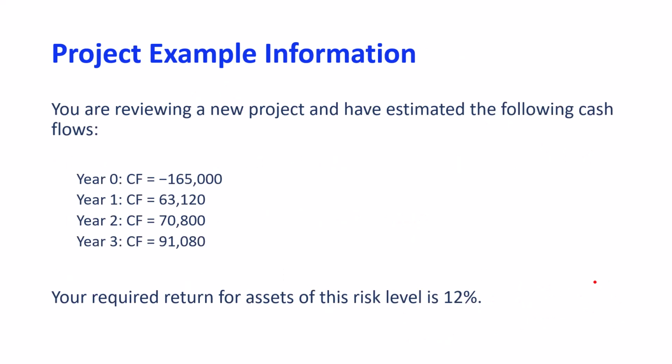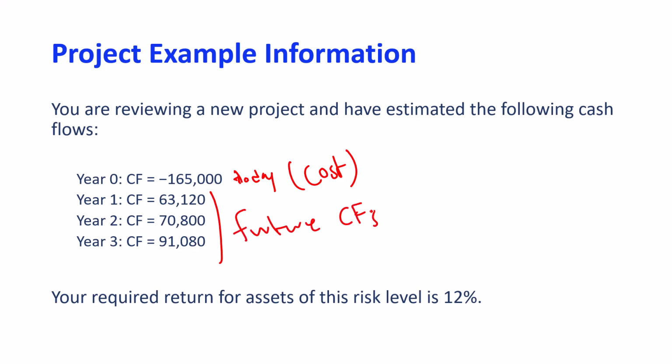Say we have a project that will cost $165,000 today. So today's cash flow is $165,000. We call this the cost of the project or the outflow of the project today. And then your forecast or your estimates show the cash flows for years 1. These are your future cash flows that you need to find their present value.